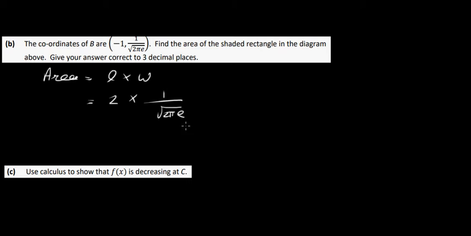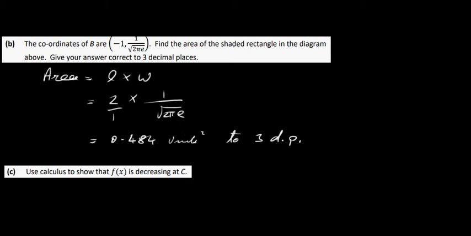2 pi times e. We need to give our answer correct to 3 decimal places, so you can just do this on your calculators, and when you multiply all of this out you get 0.484 units squared, so whatever the units are. So this is to 3 decimal places.